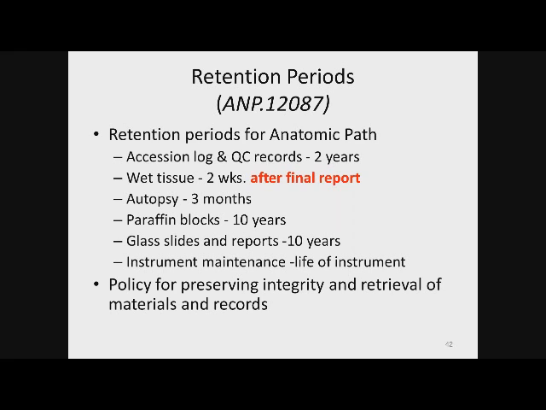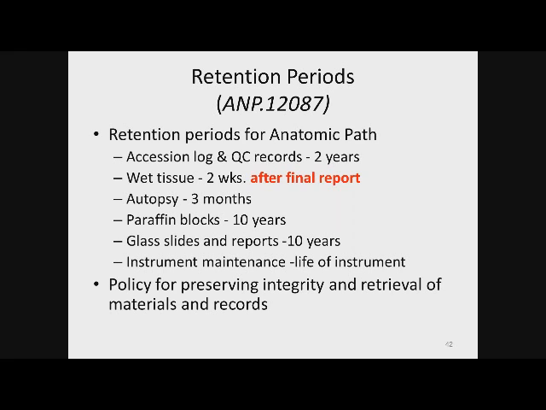With our tissues in the gross room, we want to maintain those tissues at least until the final report is issued by the pathologist. So general retention periods, according to the CAP guidelines, say that we should keep our accession log and our QC record for a minimum of 2 years. Our wet tissue is only kept for 2 weeks after the final report is listed. And this is an important note because there might be a while while we're waiting for the final report, especially if we have advanced testing such as in situ hybridization that has to be sent out to a distant site. So the wet tissue, again, 2 weeks after the final report.